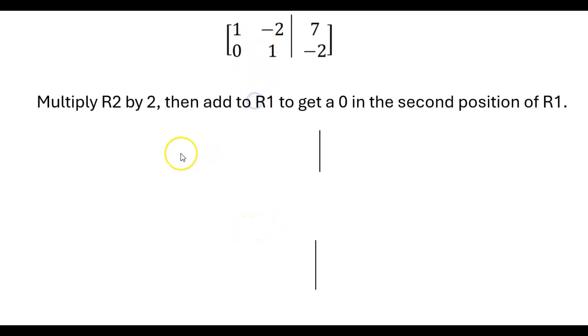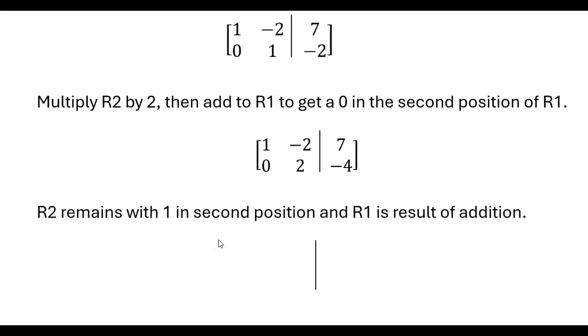So we're going to do that by multiplying row 2 by 2, just giving an equivalent line here in row 2. That will get the second position to be a +2. So when I add my new row 2 to row 1, it is going to eliminate that second position. So we are going to keep row 2 the same, the 0, 1, -2, but now we're going to add to get our new row 1.